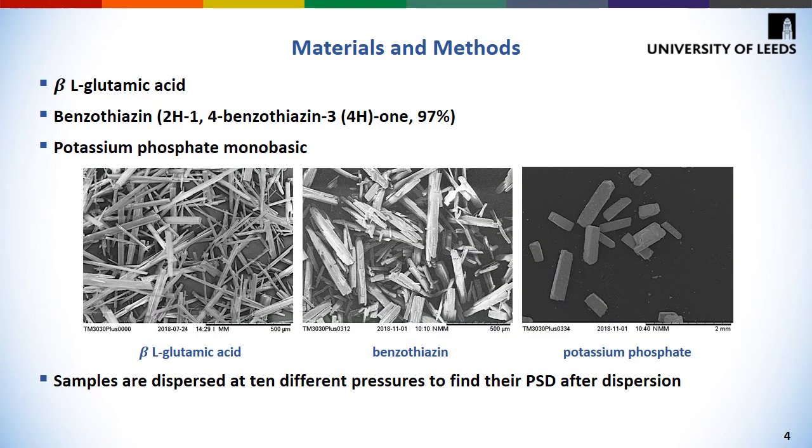In our work, we use acicular crystals of 3 different samples as shown here. We disperse the particles at 10 different pressures, which means 10 different impact velocities, to find their particle size distribution after dispersion.